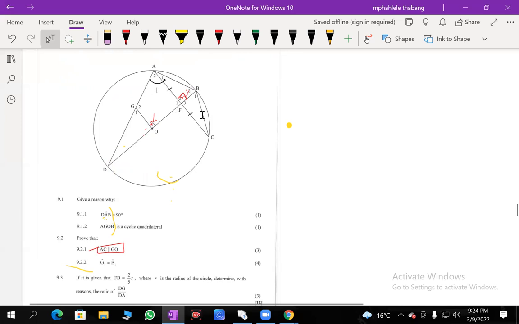G1 equals B1. I wonder how we prove that angle G1 equals B1. This question seems interesting as well. Angle G1 equals angle B1. How can we figure out that angle G1 is equal to angle B1?